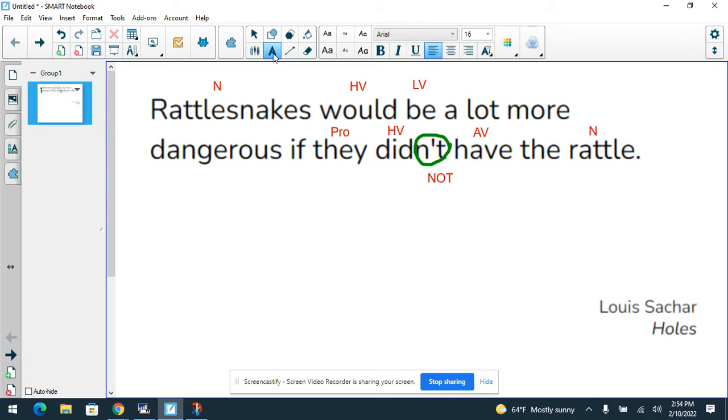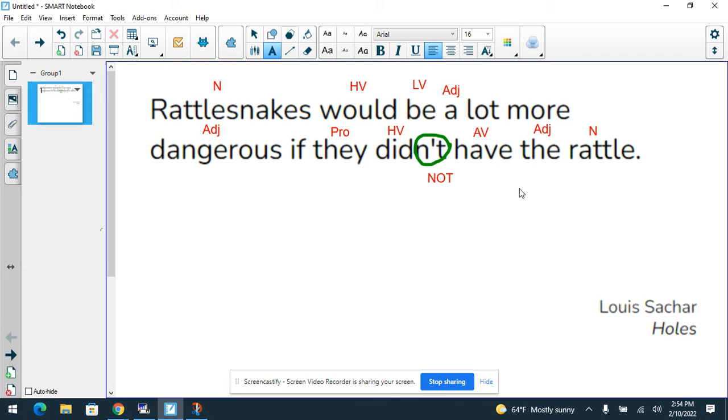We've got our subjects, we've got our verbs, we've got our pronouns, we've got our nouns. So let's get our describing words. Dangerous is an adjective that talks about the rattlesnakes. We have a, which technically is an adjective, it's an article, and same thing for the. We talked about that before.